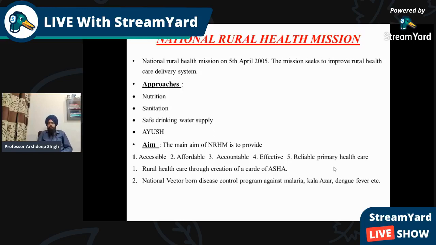As I have already explained, 70% of India's population is residing in the rural areas. So most cases of various types of communicable and non-communicable diseases, I would say, are reported from the rural areas. So taking this specific thing into account, the government of India launched the National Rural Health Mission on the 5th of April 2005.